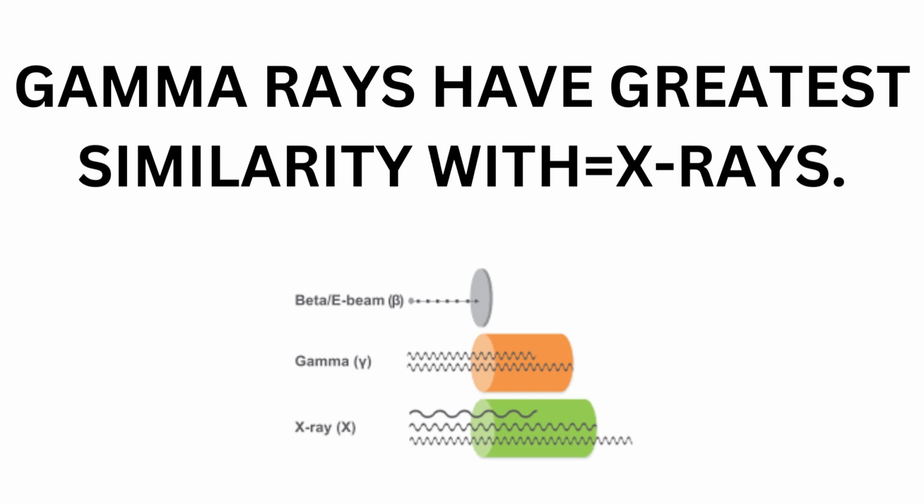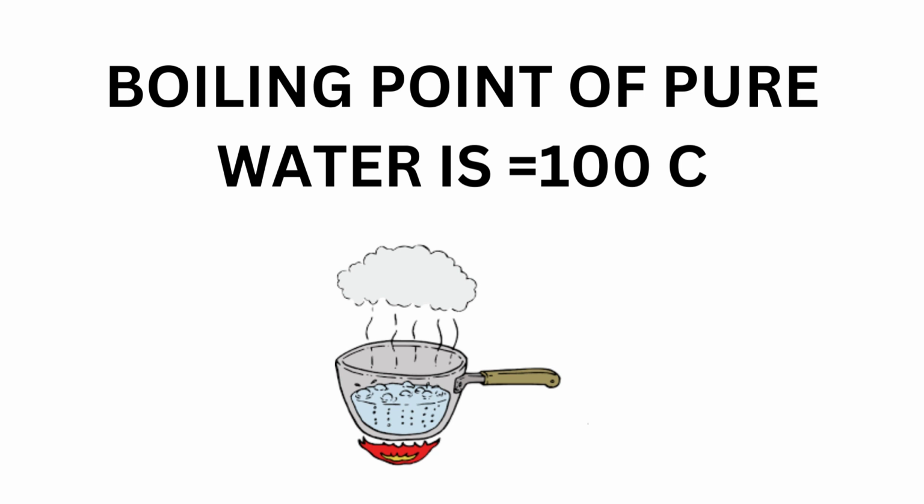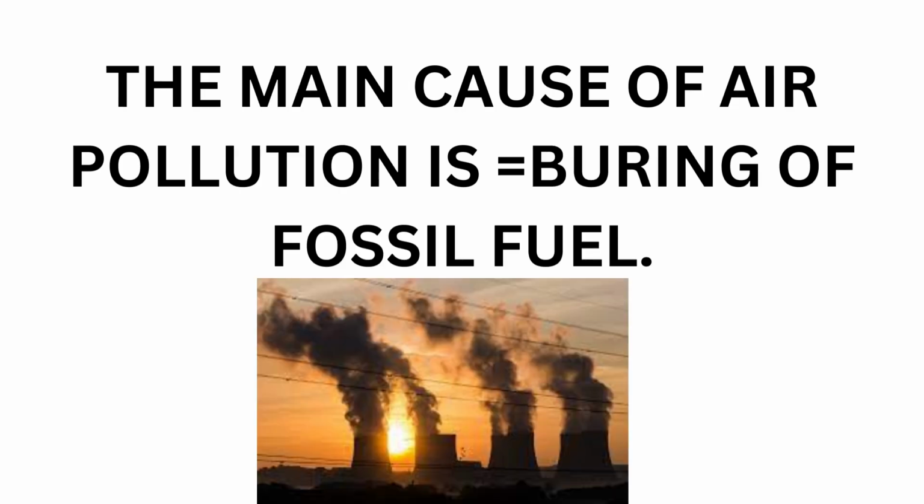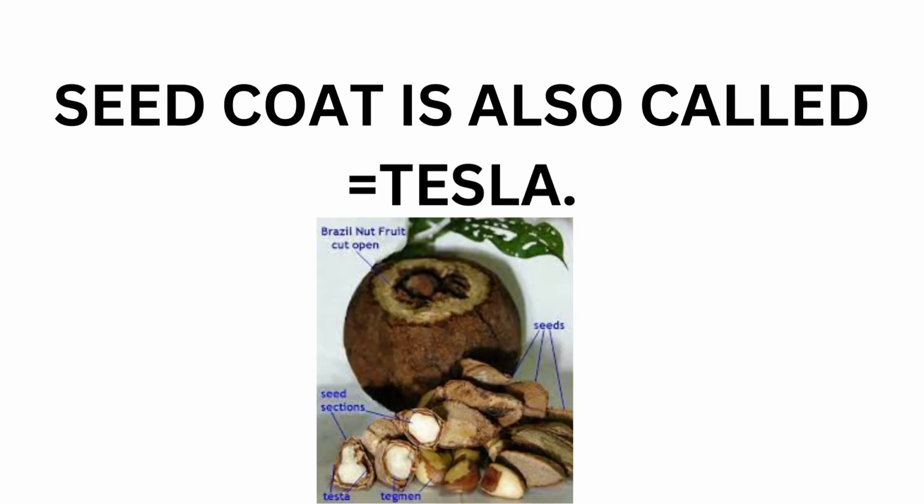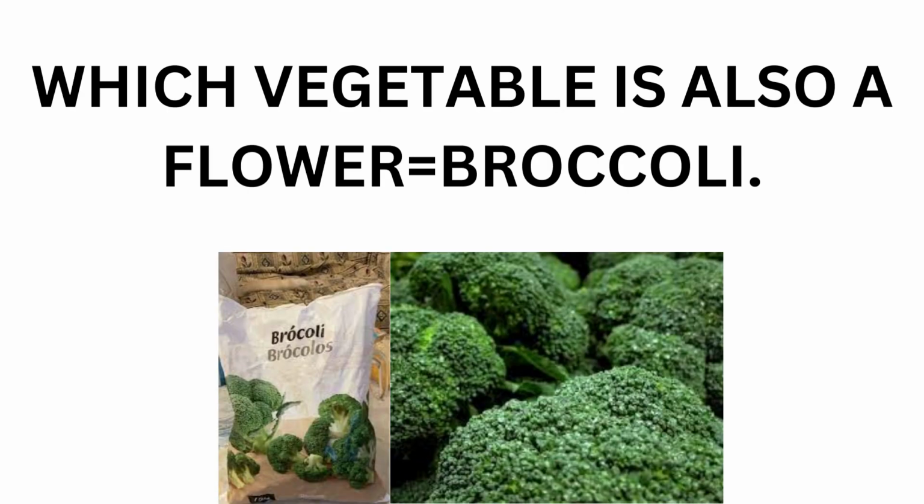Gamma rays have the greatest similarity with X-rays. The boiling point of water is 100 degrees centigrade. And the main cause of air pollution is burning of fossil fuel. Seed coat is also called testa, and which vegetable is also a flower?